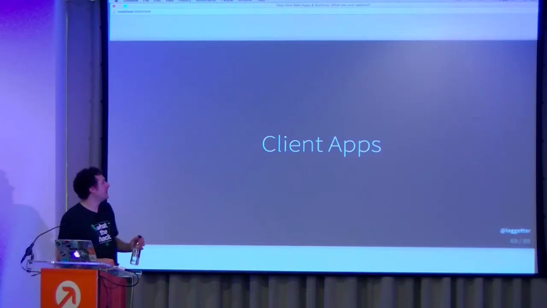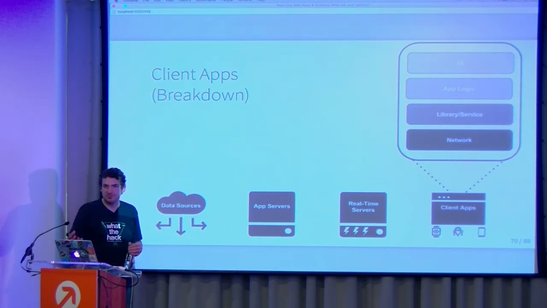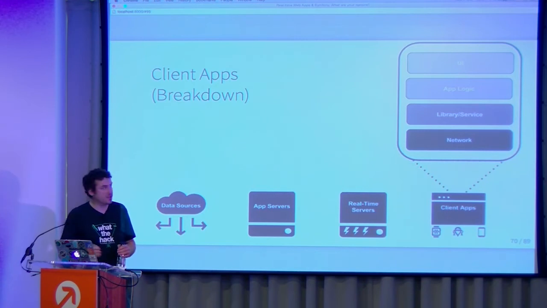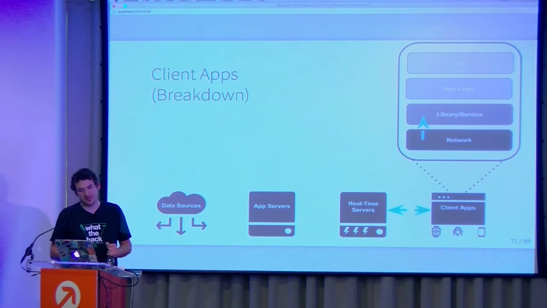So moving through to client applications. I've broken the client application down into a network layer, generally handled by the runtime, so the device itself or the browser, and then the library and service. The library and service will be associated with that real-time server. So that's the layer that I'm talking about just now.